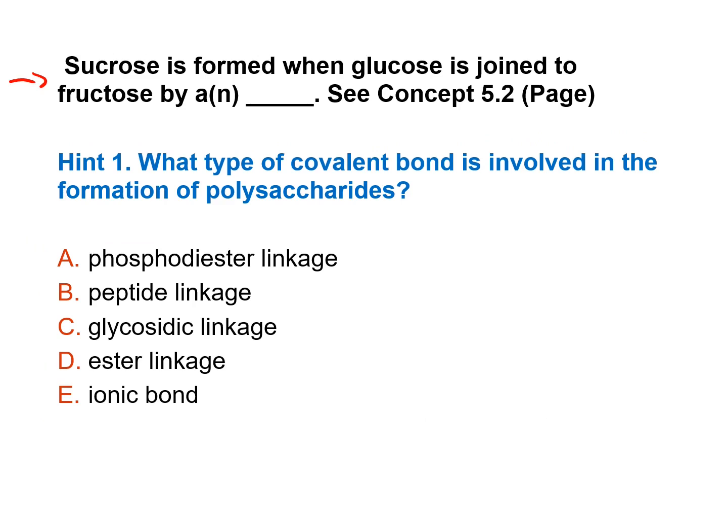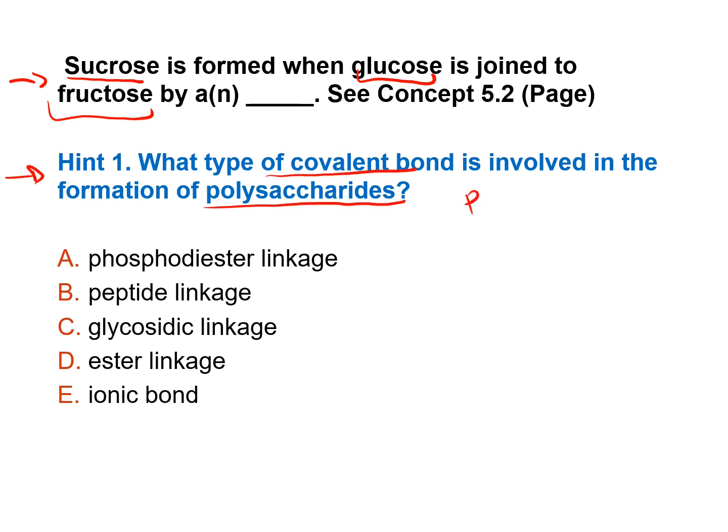Please go here and read the question. If you want, you can stop the video. They talk about sucrose being formed from glucose and fructose. And here the hint is a really good one. They ask what is the type of covalent bond in the formation of polysaccharides.